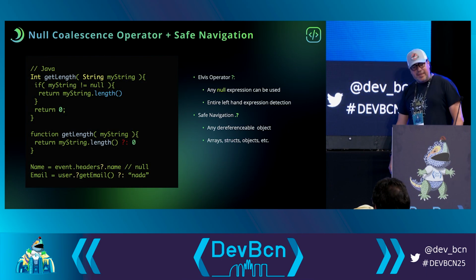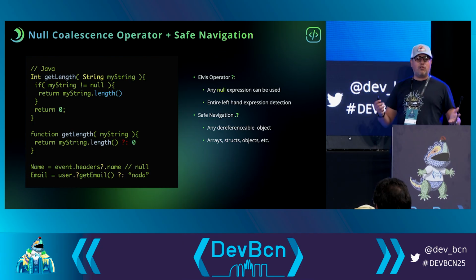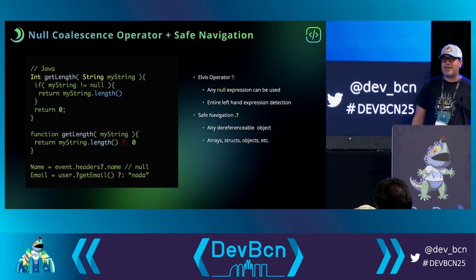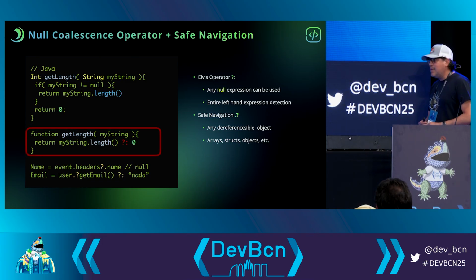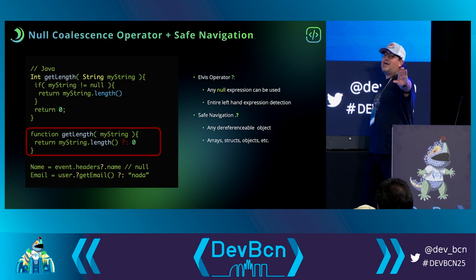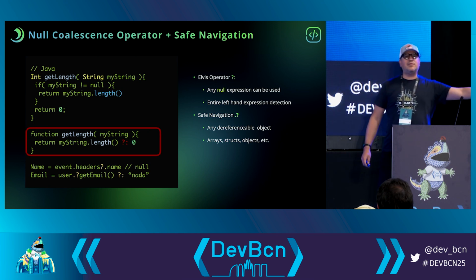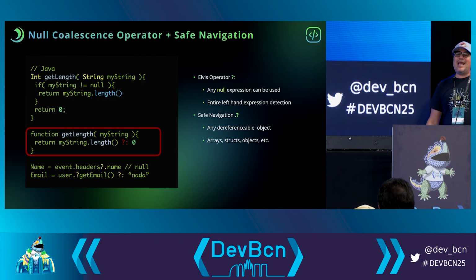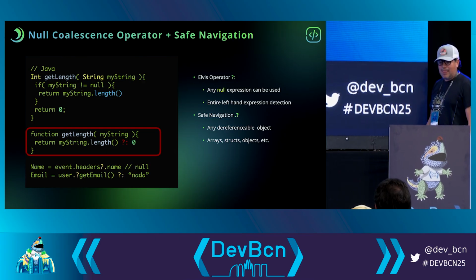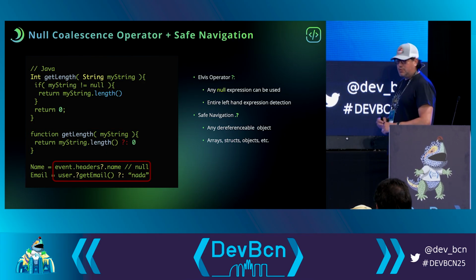Some developer-friendly operators. The null coalesce operator, usually referred to as the Elvis operator, of course, is available to you. So anything on the left-hand side, if it becomes null, then it takes the right-hand side. The cool thing is that it can be any expression on the left-hand side. Then you also have the safe navigation operator.